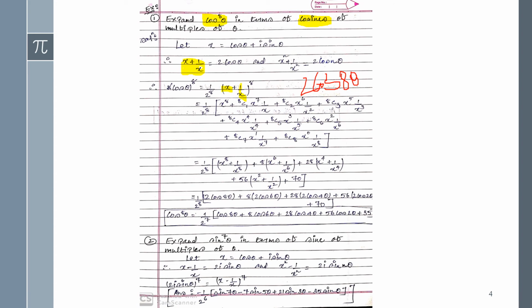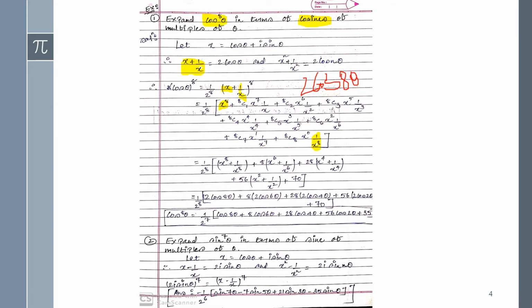So first of all, I'm writing the x raised to 8 term here. We get this because 8C1 will be 1 and x raised to 0 is also 1, so the remaining term will be 1 upon x raised to 8. So I am making a pair of similar powers: x raised to 8 plus 1 upon x raised to 8.